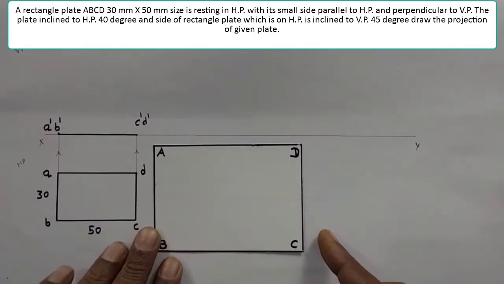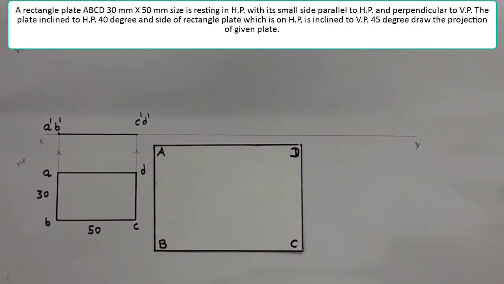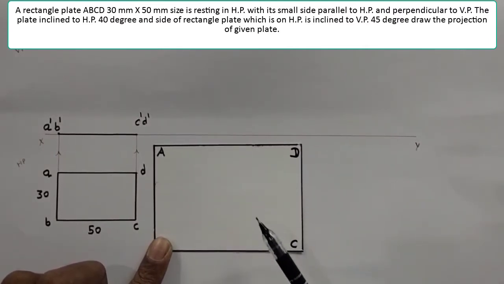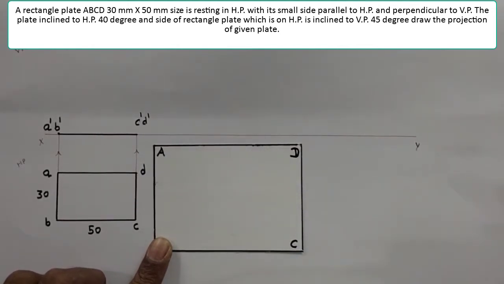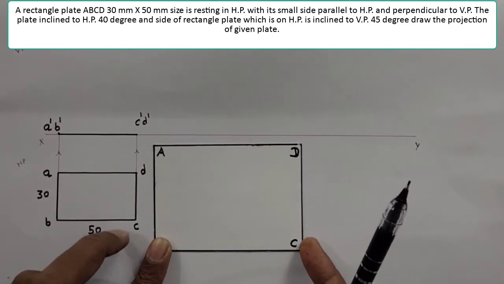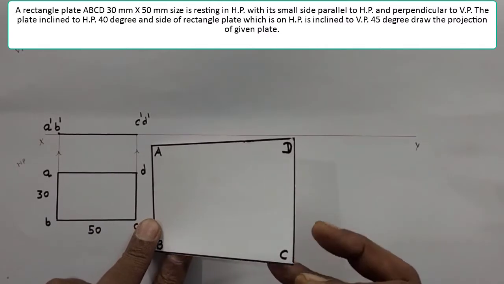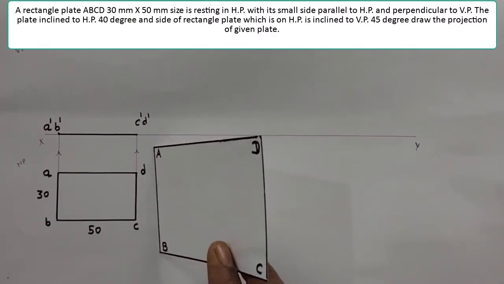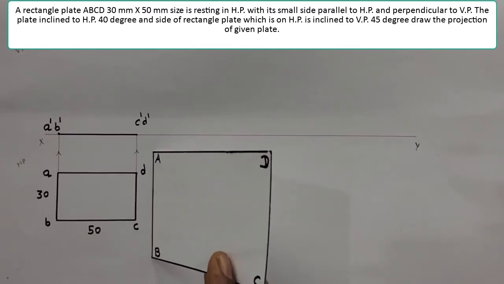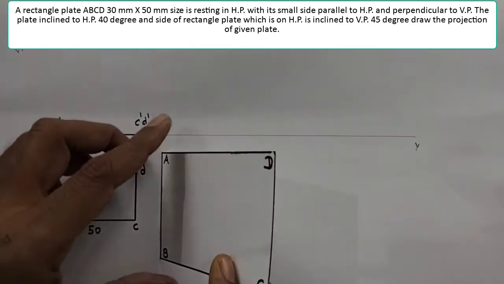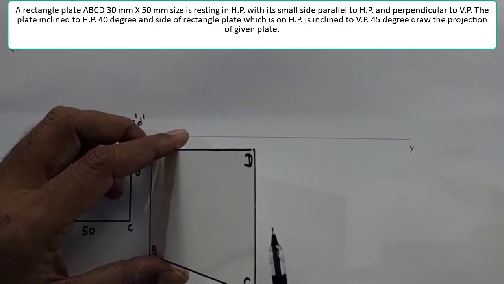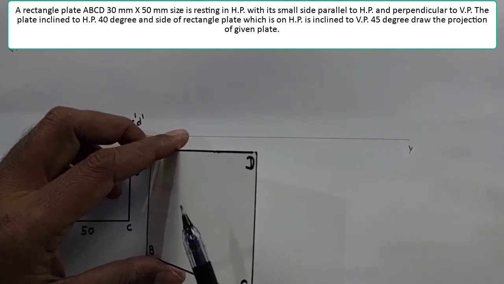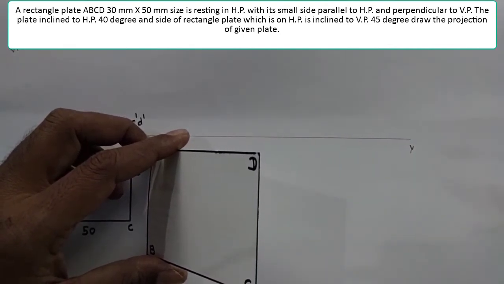Now the second stage says the surface which is parallel to HP and perpendicular to VP is inclined to HP at 40 degrees. So I make the inclination with HP. The surface of the plate is inclined to HP and perpendicular to VP.